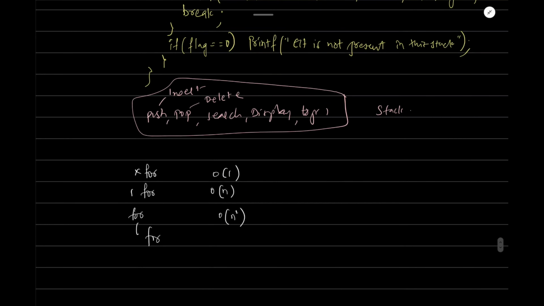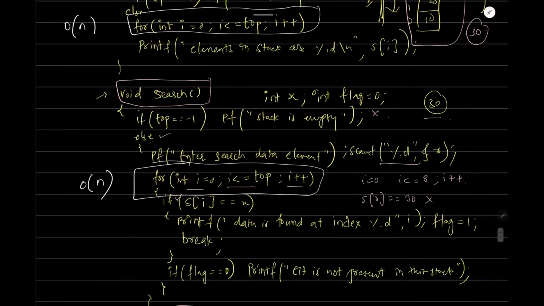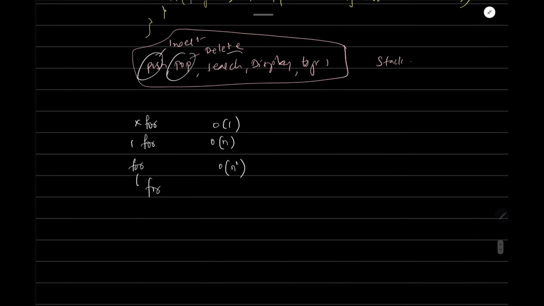So for push, pop, and top, it is order of 1, and for search and display it is order of n.